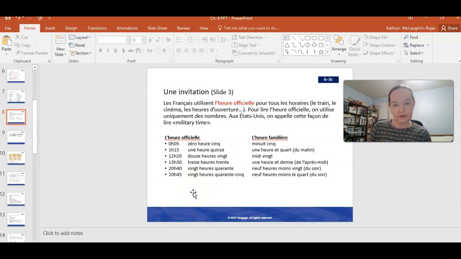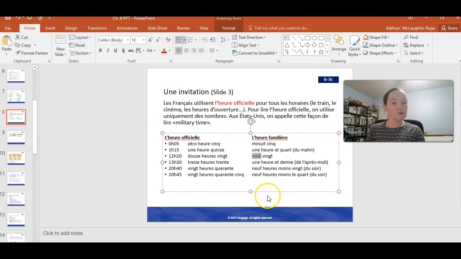Okay, and then as we're proceeding with the time, 12h20, and that would be 12:20 in the afternoon. So midi 20. So remember, midi refers to noon. So it would be like 12:20 p.m. for us. Okay, then we move on to what looks more like military time or l'heure officielle to our eyes. So 13h30. So 13:30. And in familiar time, it would be 1h30 de l'après-midi. So you would have to add après-midi in order to make it clear that you're talking about 1 o'clock in the afternoon. But with the military time or l'heure officielle, that's not necessary because 13 already indicates that we're talking about the afternoon, right after 12 o'clock noon.